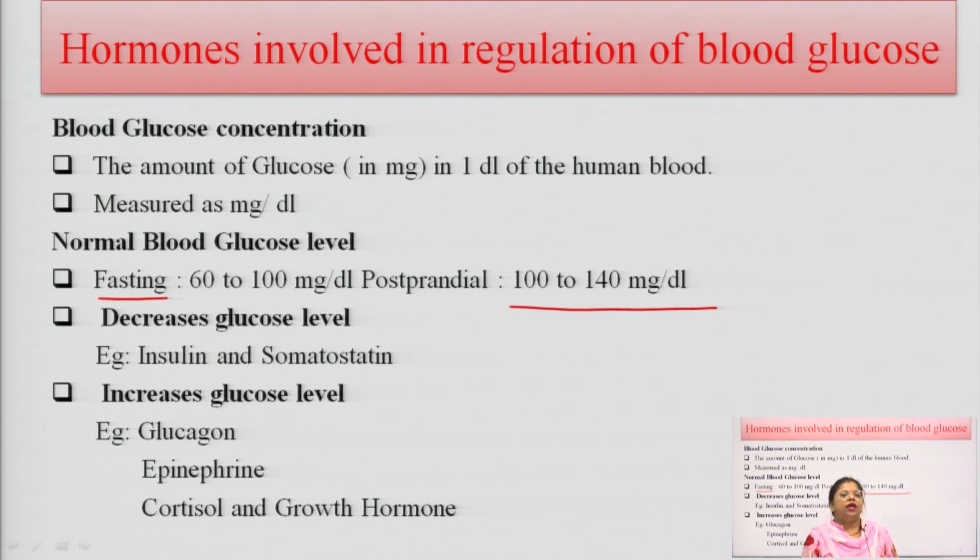But in the condition when the blood glucose level is increased, then insulin is secreted from the beta cells of the pancreas to reduce the blood glucose level, and when the blood glucose level falls below 60 milligrams per deciliter, then glucagon is released from the alpha cells of the pancreas, and that helps in the formation of glucose from the glycogen.